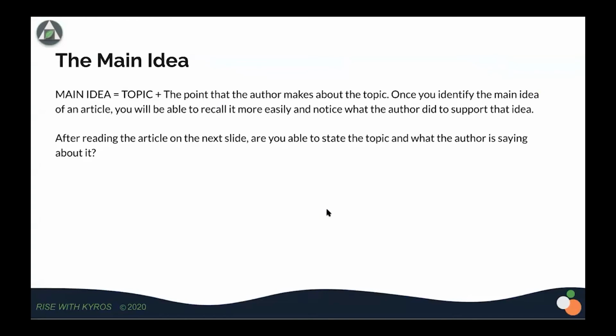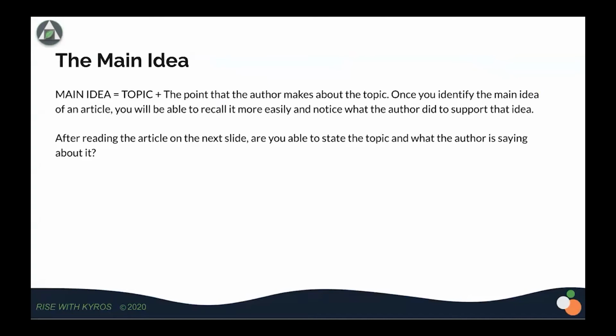Okay, so when you're reading a passage for the SAT, it's very important to understand the main idea and what exactly the author is talking about. The main idea is the topic plus the point the author is trying to make about the topic. So on the SAT, it's not only important to understand the topic, but also why the author is arguing or writing about it.